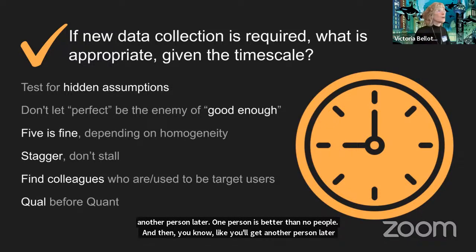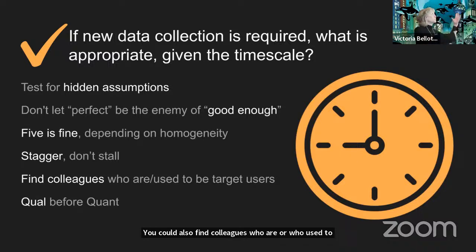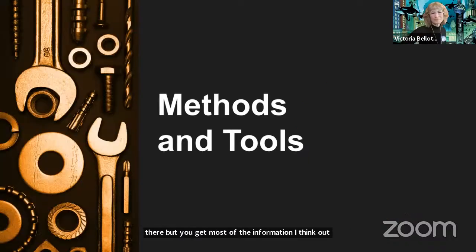You could also find colleagues who are, or who used to be, target users. And another thing: when somebody comes to you and says, I want this big, at scale, usually qualitative will get you 80% of the way there. A survey may add a little bit more, like big numbers on there, but in my experience you'll get most of the information out of doing qualitative.